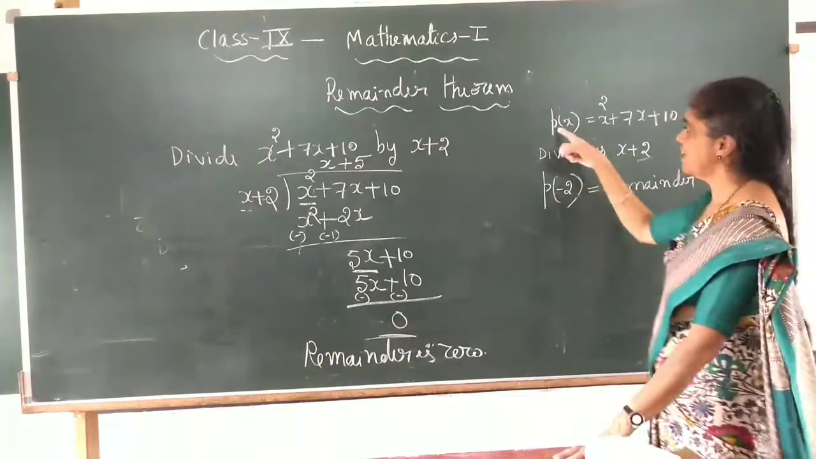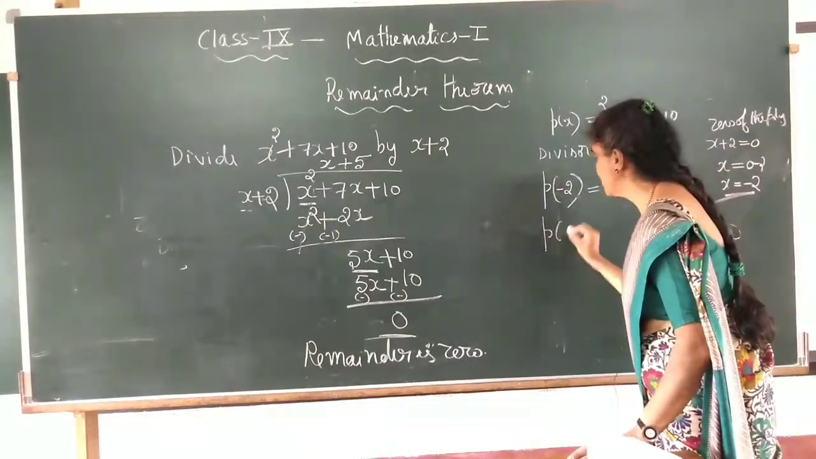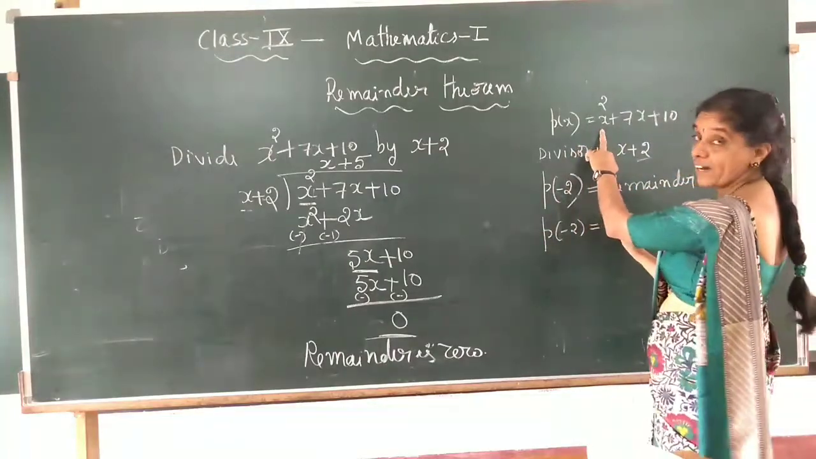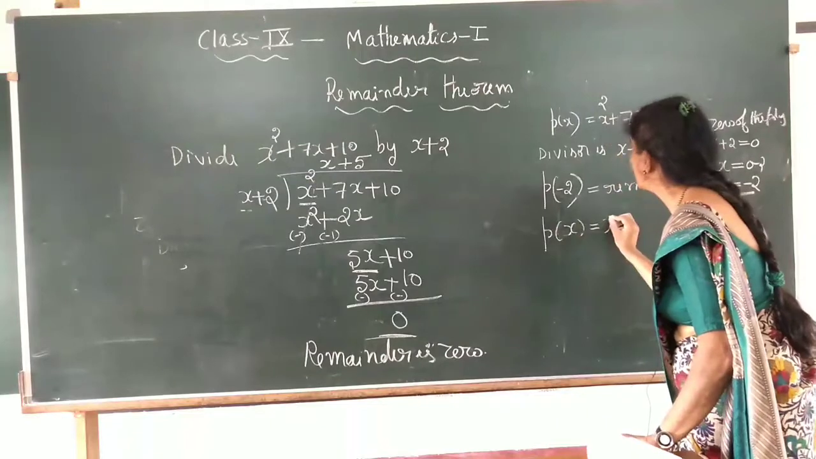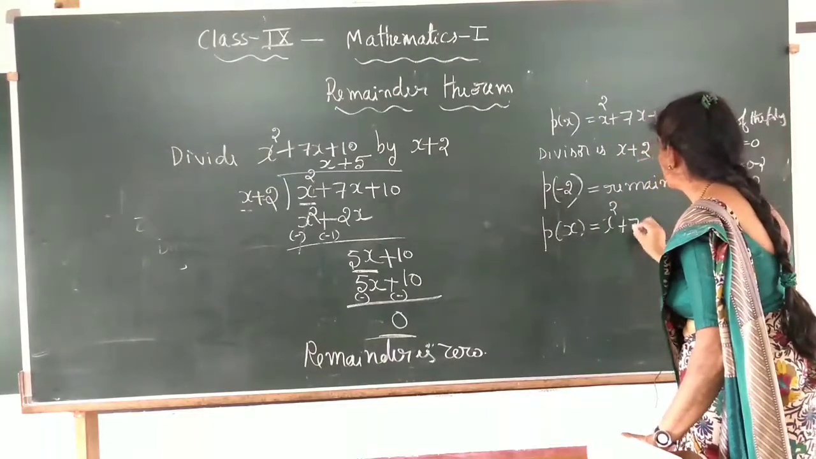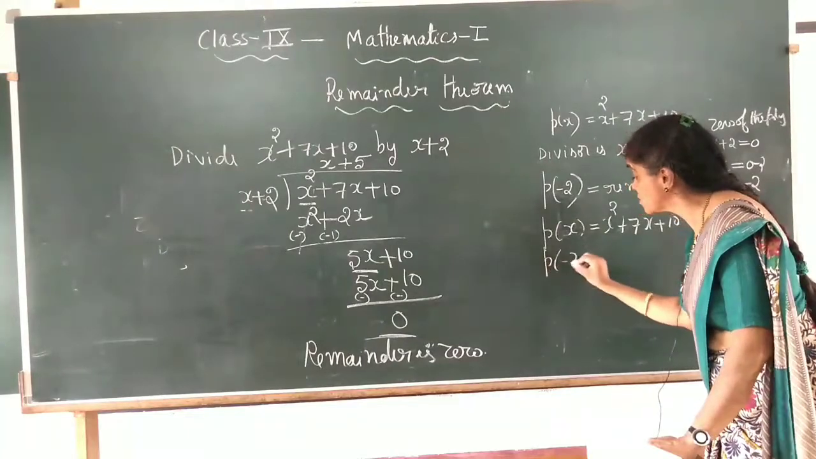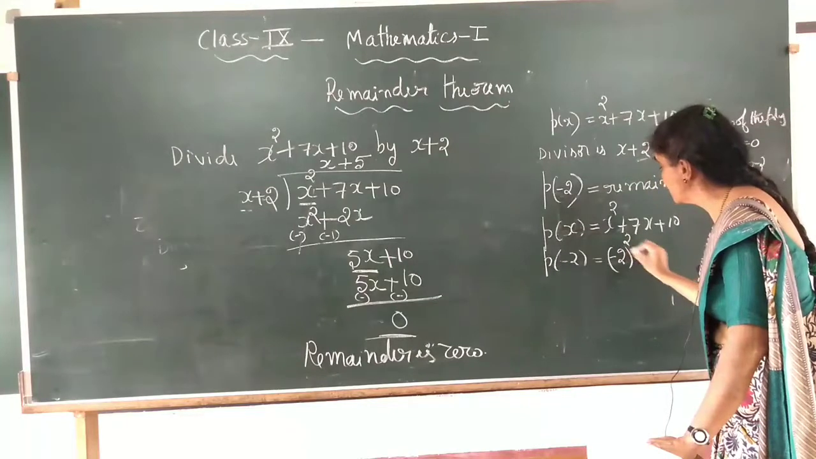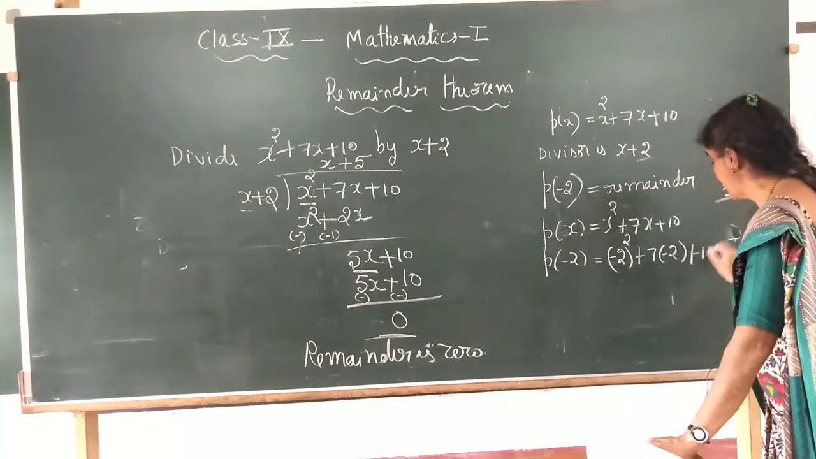Now I will take the value x is minus 2 and we will see. So p of minus 2 is equal to x square, I will write this one, p of x I will take, then I will substitute. You will understand better. x square plus 7x plus 10. Now p of which value you have to take? Minus 2. Minus 2 square plus 7 into minus 2 plus 10.